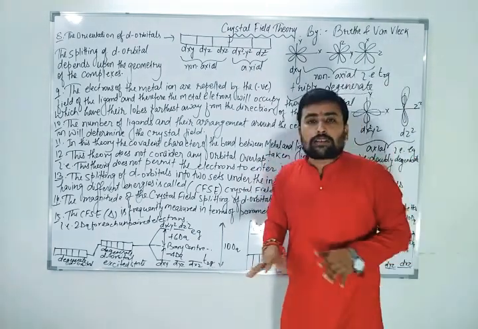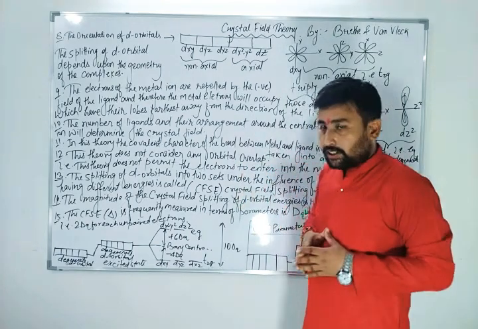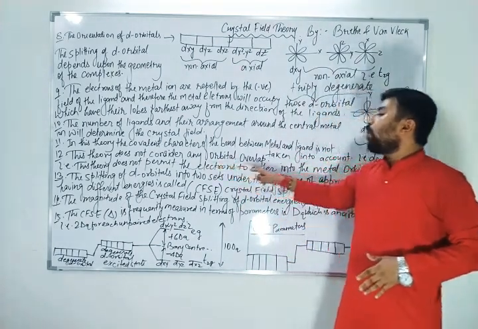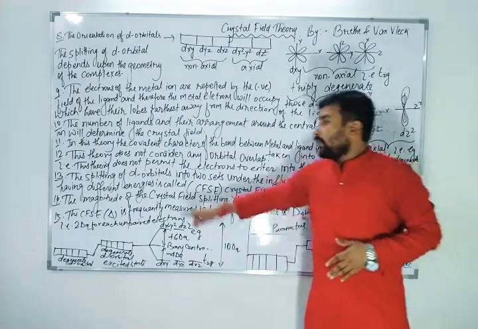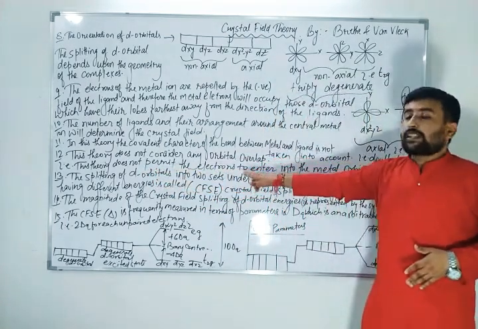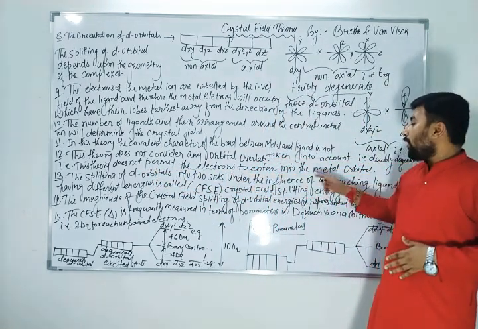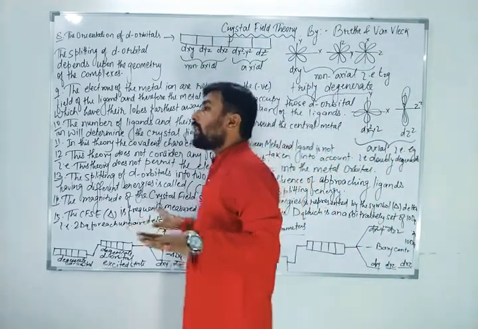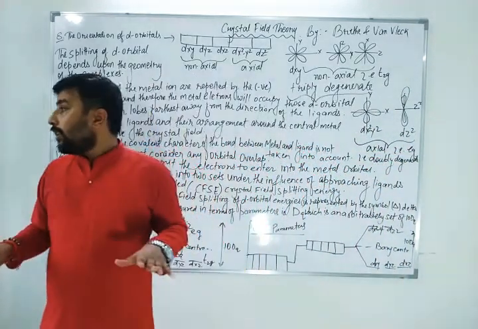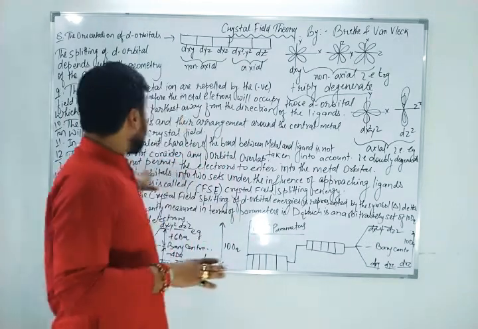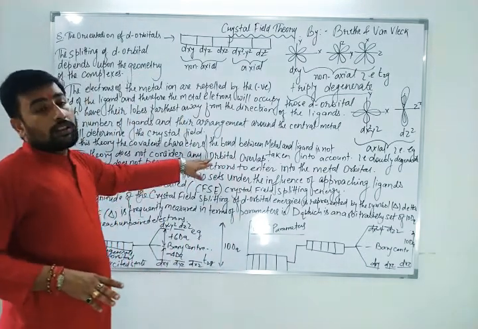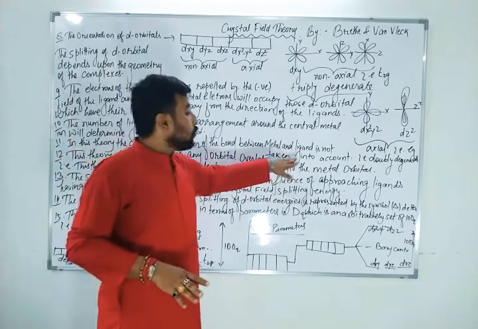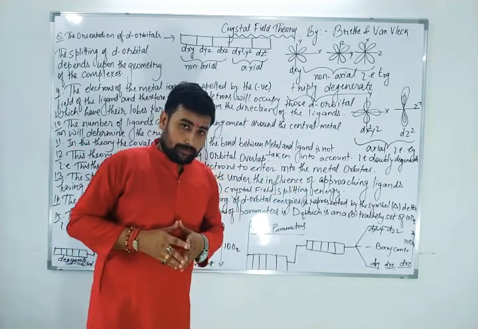Since this is not considering any covalent character, there will be no orbital overlap. This theory does not permit the electrons to enter into the metal orbital. Crystal field theory does not give permission to the electrons to enter into the metal orbital, right?